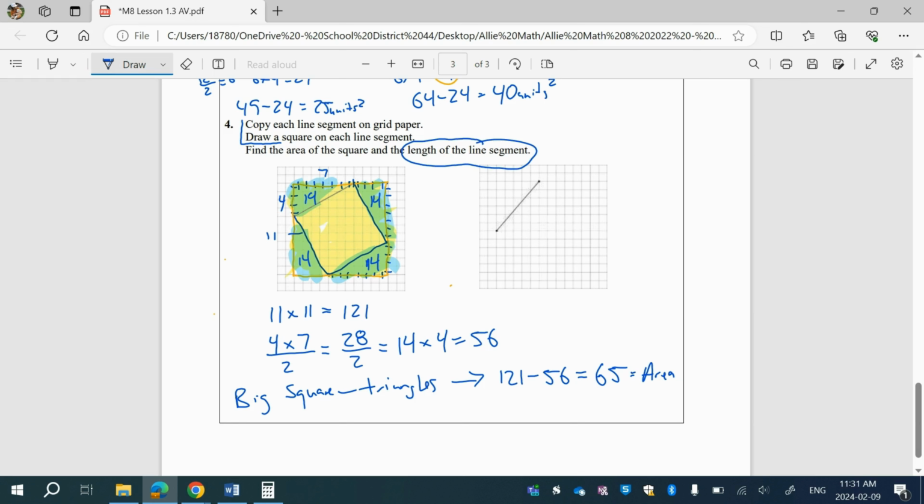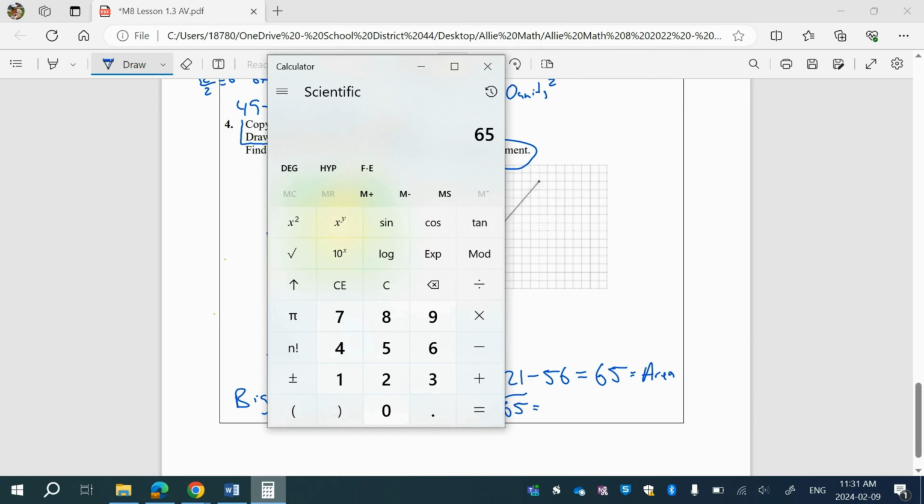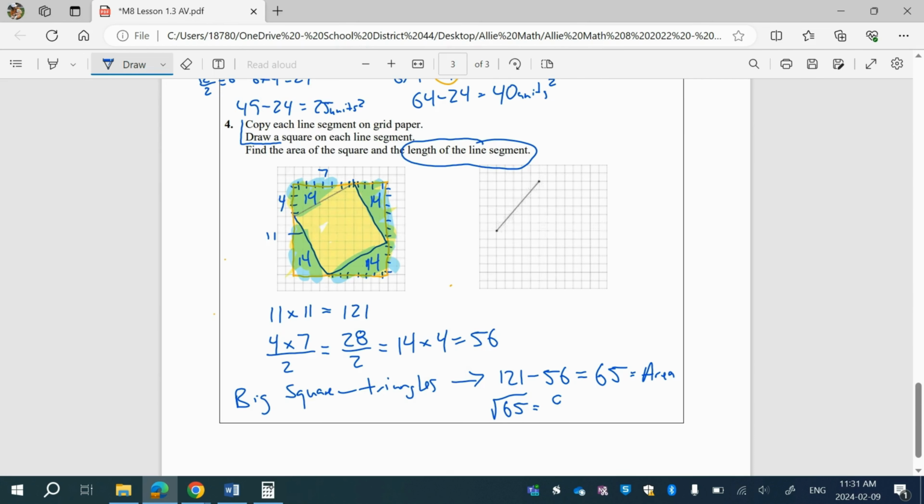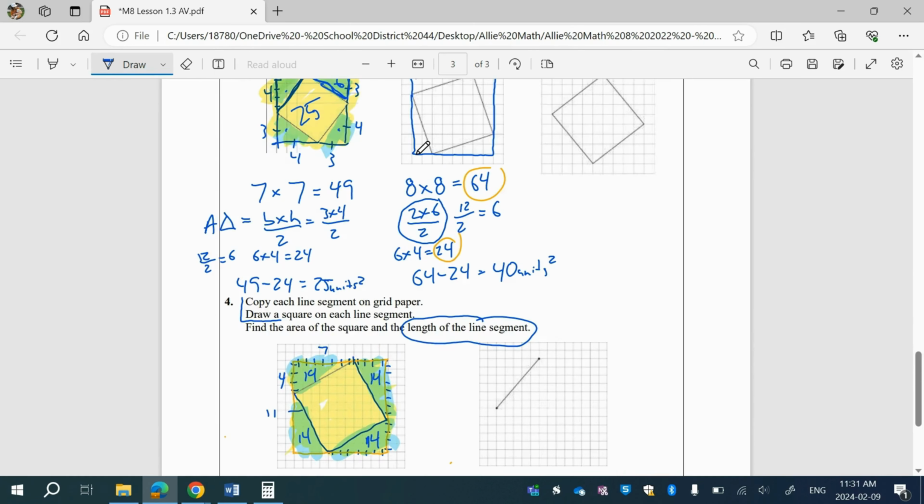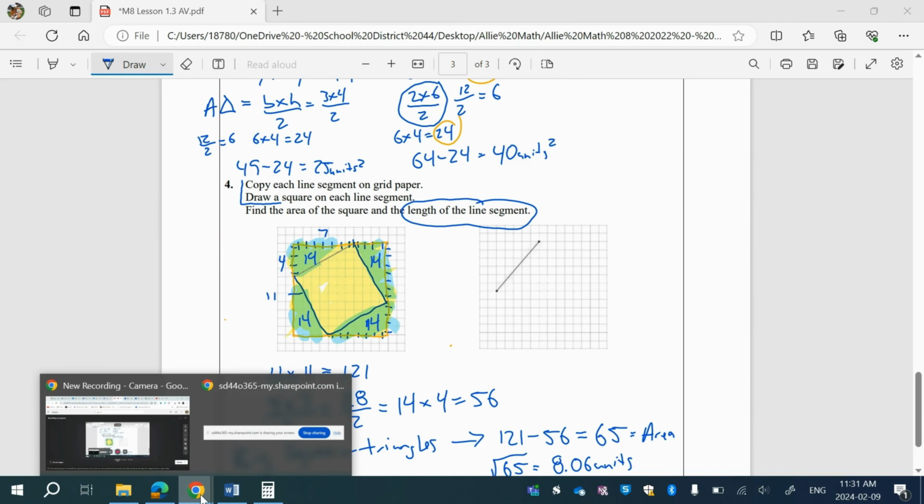So we need to remember our relationship between a square and the side length. We need to find the square root of 65 to get that side length. I know this is going to be a decimal, because 65 is not one of our perfect squares. So let's press the square root button. 8.06. Let's call it units. And there you go. So that's how you do those ones. If it's just a line, you have to make the box first and then solve as we did up here. Okay, thank you so much.